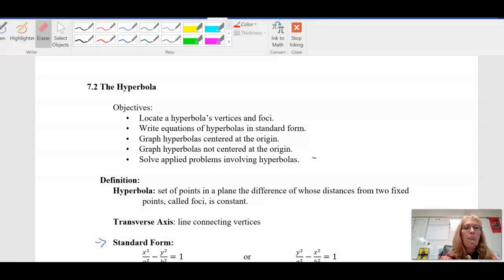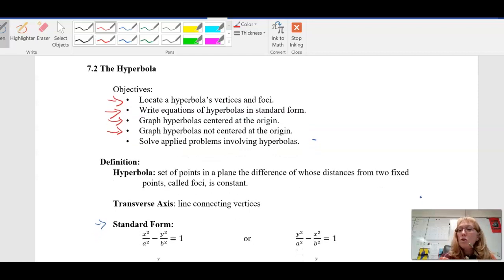Okay, so first we're going to locate the vertices and the foci, just like before. We're going to create the equation. We're going to graph them at the center, and then we'll graph them when they're not at the center. And then we'll do a little bit of applied math with them.